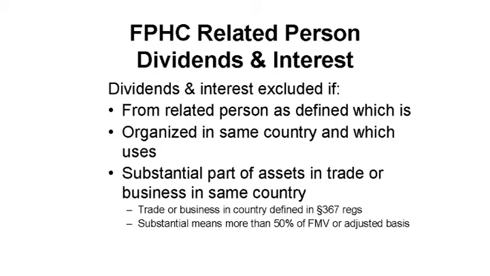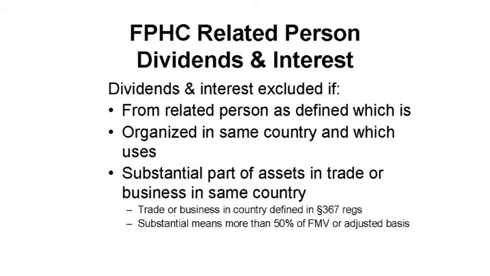a corporate partner to the extent it is allocable under U.S. tax rules on partnerships to that corporate partner. I discussed the related person rules in the previous video. This same country exclusion allows having separate corporations within a country without running afoul of Subpart F.